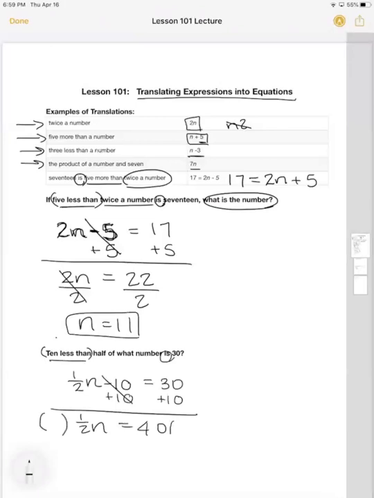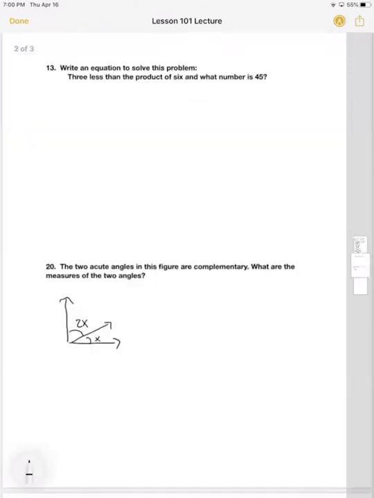What do I do now to isolate n? I multiply both sides by the reciprocal, and I get n equals 40 times 2, or 80. So 10 less than half of 80: half of 80 is 40, and 10 less than that is 30. There, I've written an equation, which you will need to do, and then use 2 steps to solve it. Add or subtract first. Now, let's go ahead to the homework.